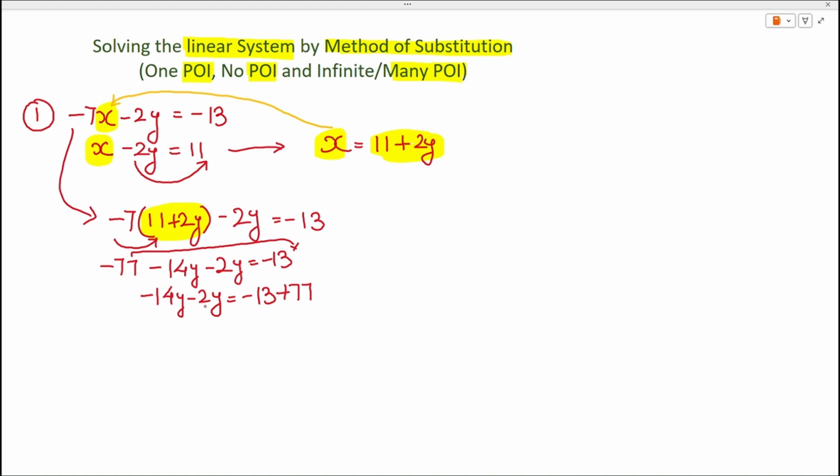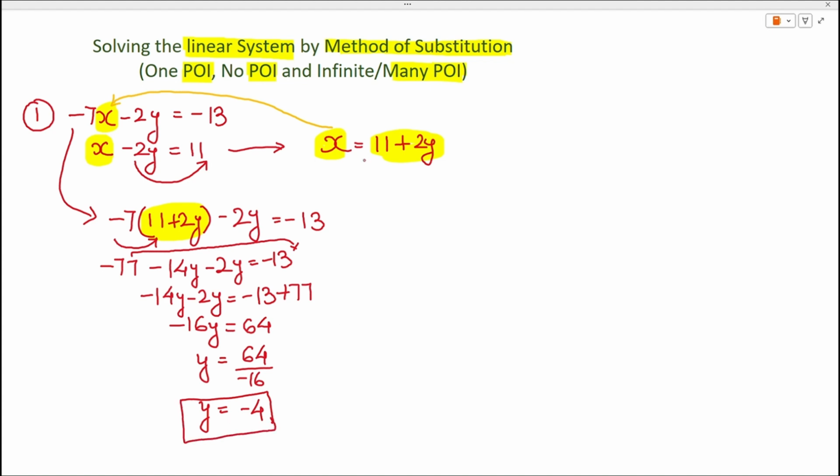Now, negative 14y minus 2y is negative 16y. And this is equal to negative 13 plus 77. So this would give us 64. Now, when we want to solve for y, negative 16 is in multiplication. On the other side, it will come in division. So this is equal to 64 over negative 16. And when we do that, y is equal to negative 4. So we've got the y value as negative 4.